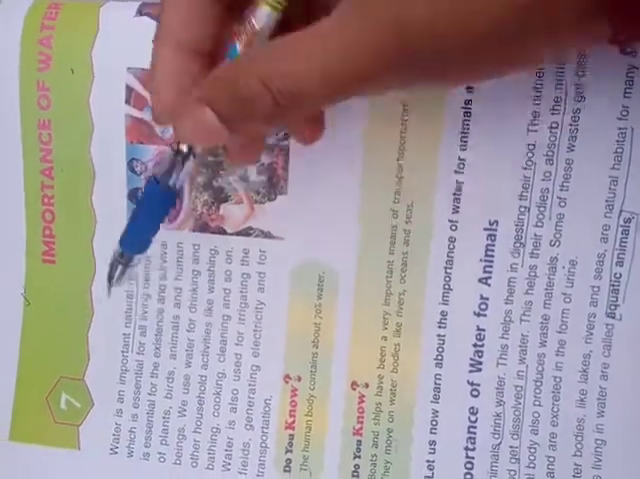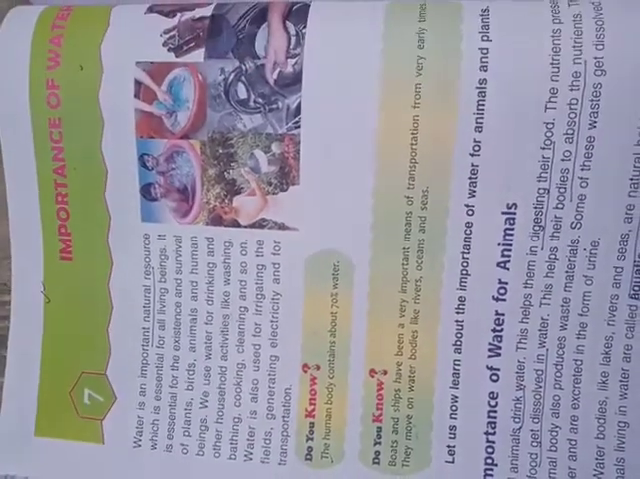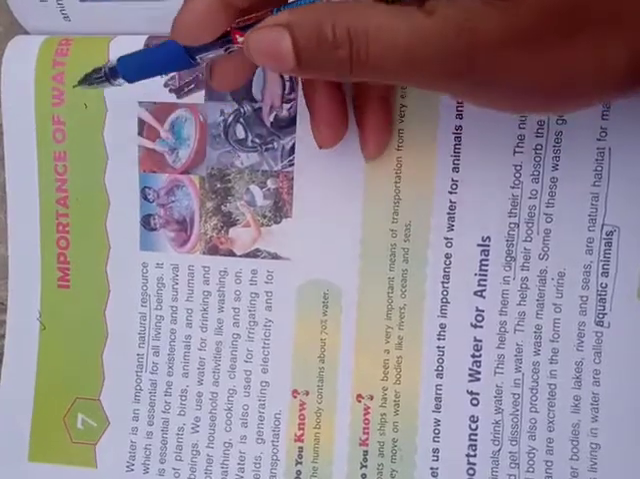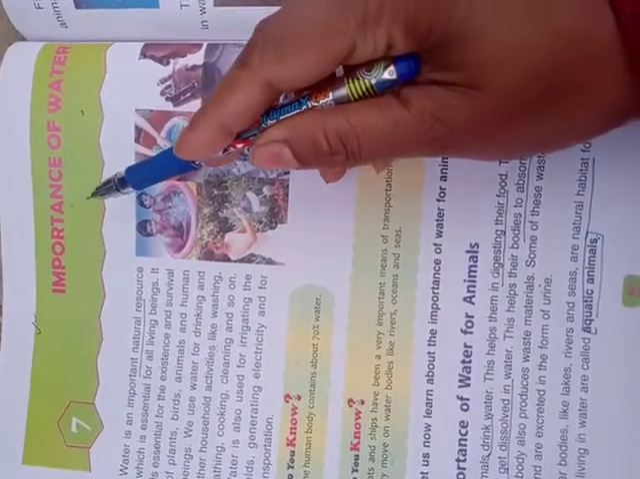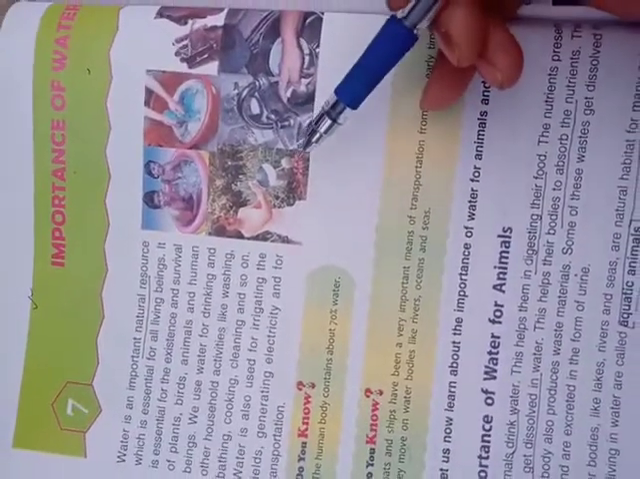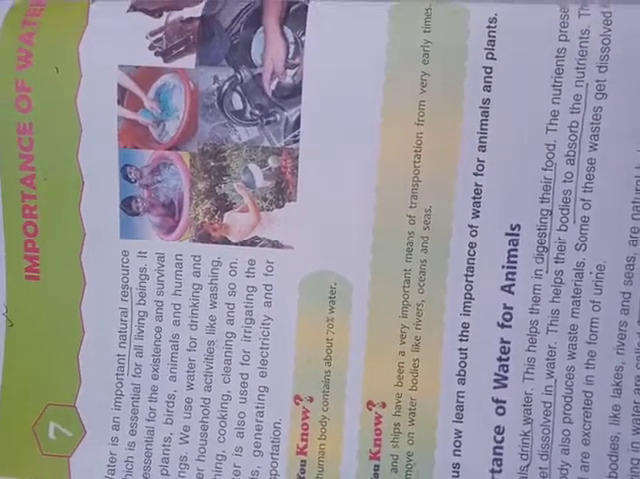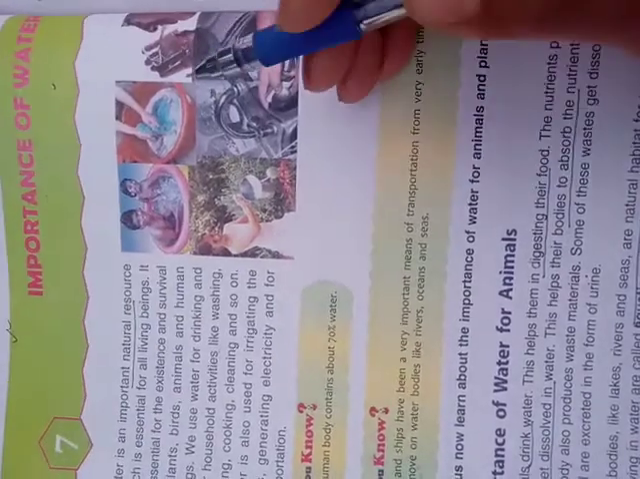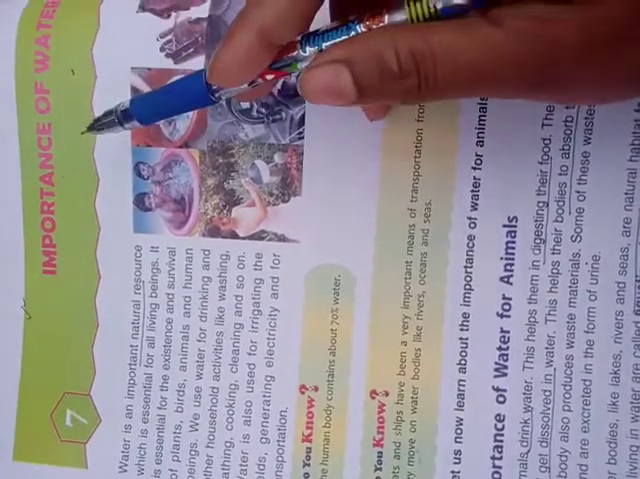It is chapter 7 of your class 5th DAV Public School. In this chapter we'll learn about the importance of water. We'll learn how water is important for all living organisms, for animals as well as for plants. Then what is the availability of water? And a very important topic: from where and how we get this water. So let's read this chapter.